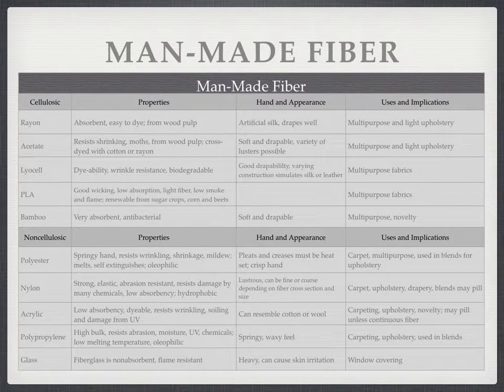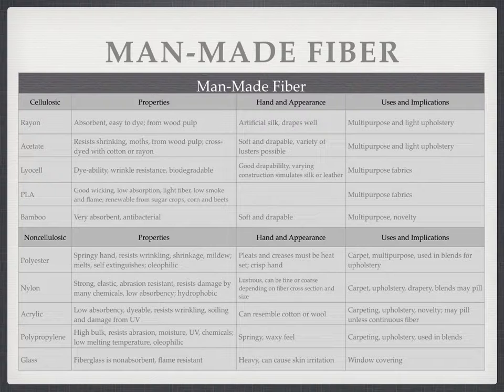Acrylic is nice because it can resemble cotton or wool, so you'll see it used often where you would see cotton or wool used, a lot of carpeting and upholstery. Polyester and nylon, like I said, are probably the two most popular of these non-cellulosic fibers, but you will see acrylic a lot as well. It's generally pretty easy to dye and work with. It resists wrinkling well, and also resists soiling and damage from UV rays.